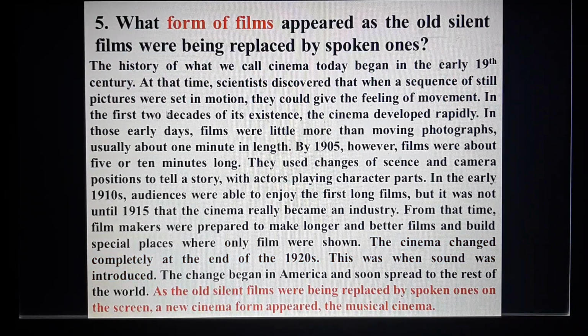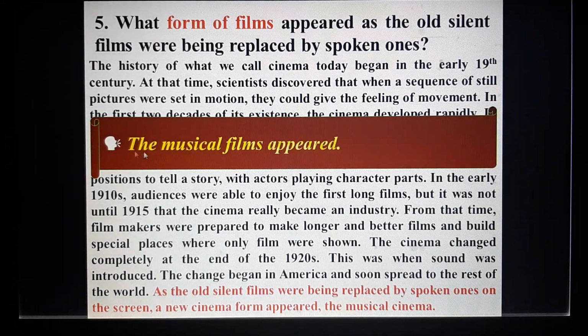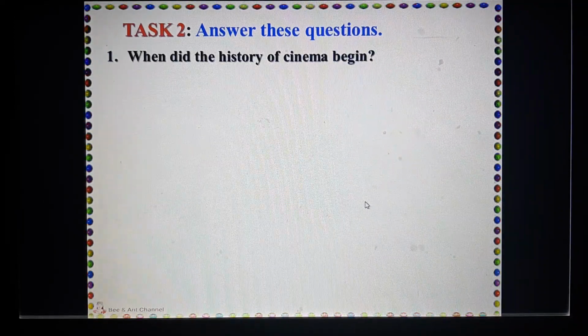Question 5. What forms of film appeared as the old silent films were being replaced by spoken ones? Now look at the clue. As the old silent films were being replaced by spoken ones on the screen, a new cinema form appeared, the musical cinema. So the answer is the musical films appeared. Now, try to correct the mistakes or finish your work.